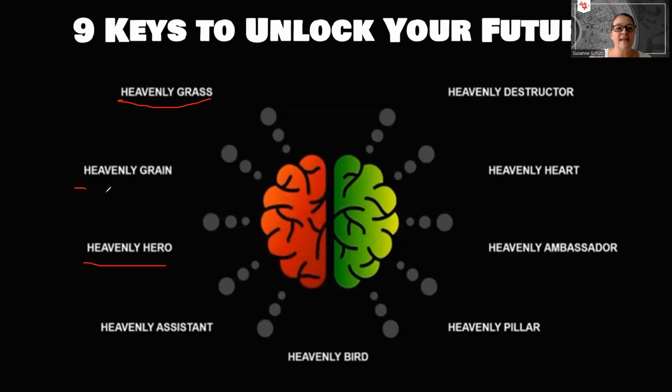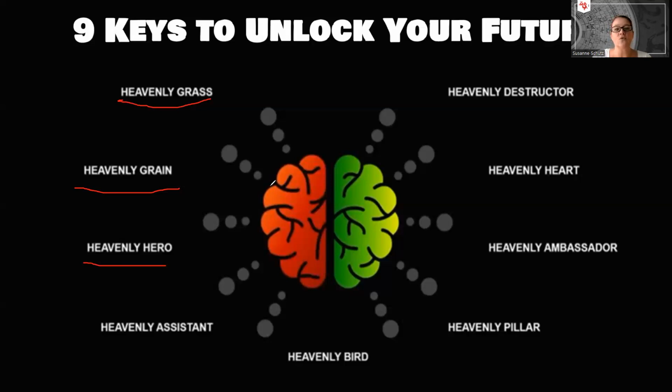Now, the heavenly grain here, if you have the heavenly grain, those are people who usually like to create value in life. And they like to learn new things, they like to upskill, and they like to make themselves as valuable as possible. So they love to learn whatever is out there. So by all means, go and learn.